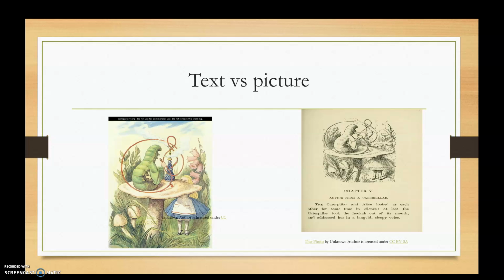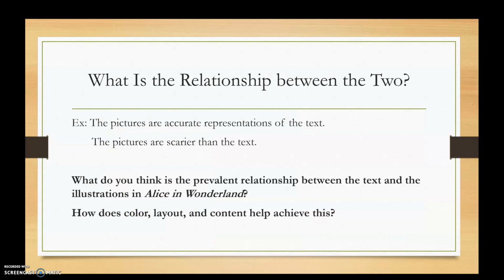And then this idea of what they exclude: it says they looked at each other for a long time, right? And so we see Alice looking over there, but we can't see her facial expressions and we can't see the caterpillar's facial expressions. So that's what's excluded, and it's excluded in the text as well. So what I want you to ask yourself is, what is the relationship between the text and the illustrations, right? Some people might say the pictures are accurate representations of the text. Some people might say that the illustrations give more information than the text.